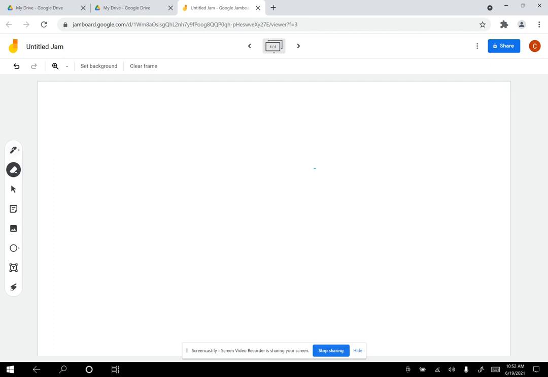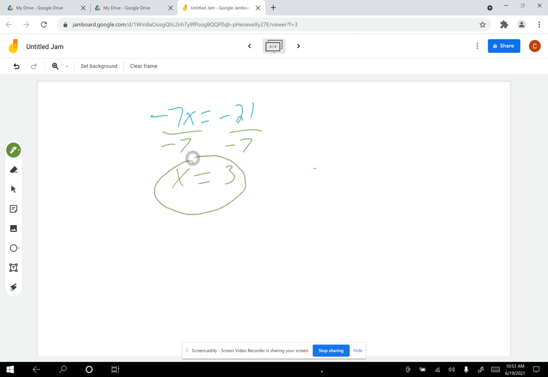We're going to have negative 7x equals negative 21. Obviously, this is multiplication right here. So what I want to do is divide both sides by negative 7. Negative 7 divided by negative 7 would be 1, so I'm left with x. Negative 21 divided by negative 7 is positive 3. So x, in fact, equals 3.